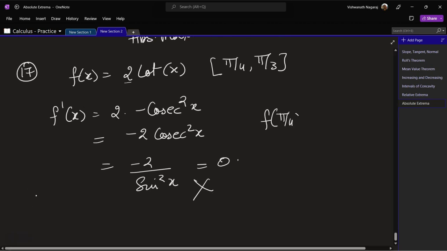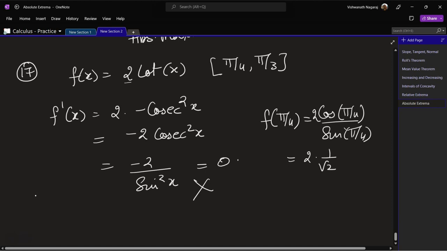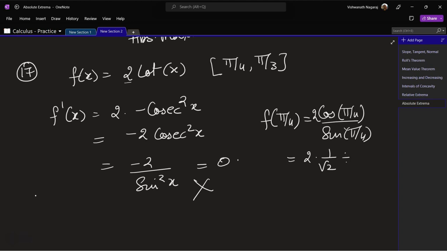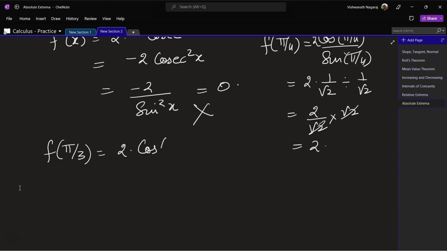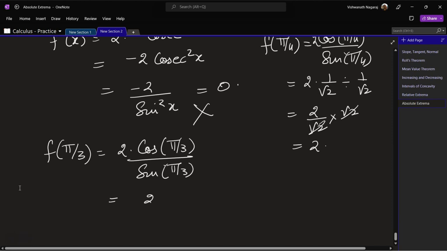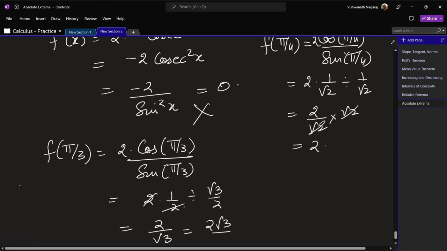So f of pi by 4 is equal to 2 times cos pi by 4 by sin pi by 4. Cos pi by 4 is 1 by root 2, divided by sin pi by 4, which is 1 by root 2, which gives 2. Then f of pi by 3 is 2 times cos pi by 3 by sin pi by 3. This is 2 times 1 by 2, cos 60 degrees, divided by sin pi by 3, which is root 3 by 2. 2 cancels and we have 1 divided by root 3 by 2. So that means 2 by root 3, which can be written as 2 root 3 by 3.